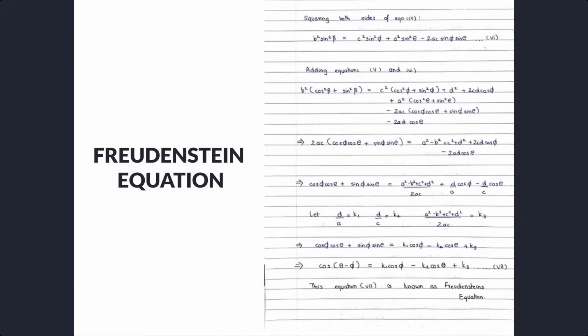On solving the equations, we get the final Freudenstein's equation as cos(theta minus phi) is equal to k1 cos phi minus k2 cos theta plus k3, where k1 stands for d by a, k2 is d by c, and k3 is (a square plus c square plus d square minus b square) upon 2ac.